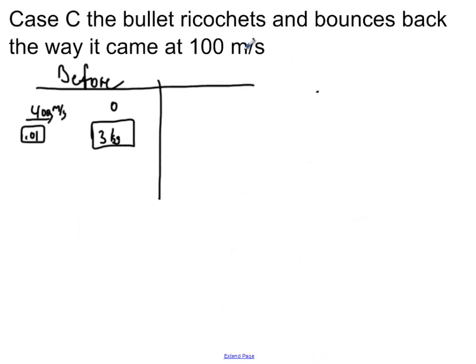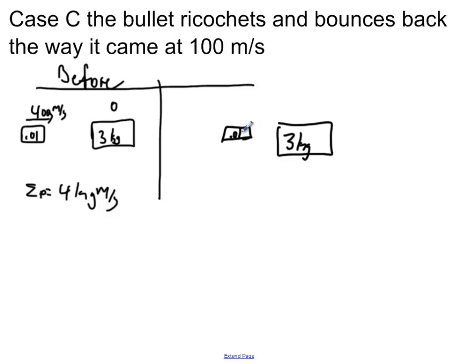Let's go ahead and take a look at case C. And case C is, what if the bullet doesn't go through the block or stick in the block? What if it bounces off the block and ricochets back the way it came at 100 meters per second? Okay. So I have my before picture just like before, and I have my initial momentum just like before. My total initial momentum is still 4 kilogram meters per second. But afterwards, I've got to pay attention to sign, because my block still has a mass of 3 kilograms, but my bullet is now traveling the other direction. So this is 0.01 kilograms, and it says it bounces back at 100 meters per second. So it's going the other way.